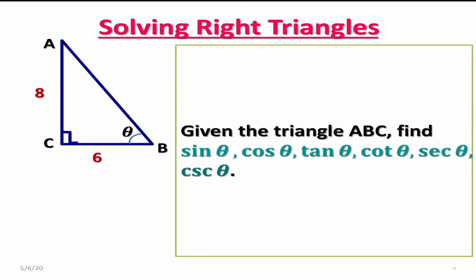Now we're going to solve right triangles, as it says. Say we are given the right triangle ABC, angle C is a right angle, 90 degrees. And we need to find sine of theta, cosine of theta, and tangent of theta, and also their partners, cotangent, secant, and cosecant. The angle theta is also given on the right triangle. Also, we are given two sides, AC, which is 8, and BC, which is 6.